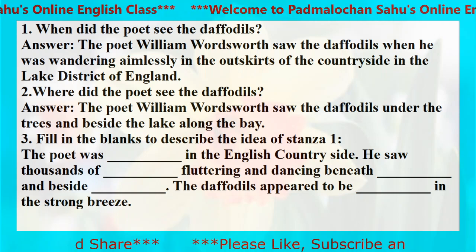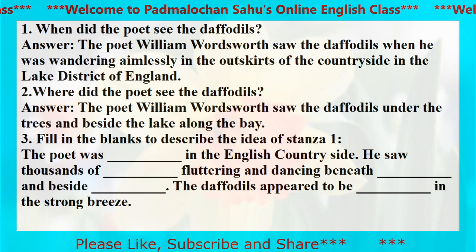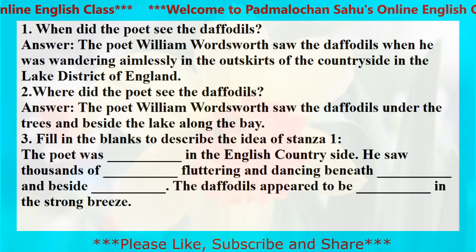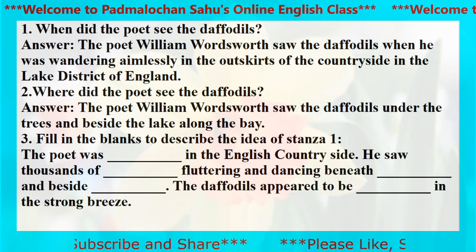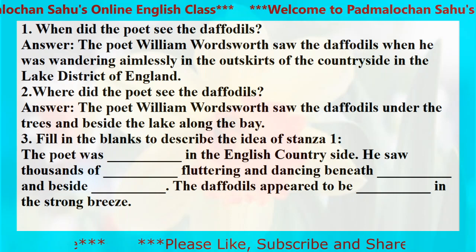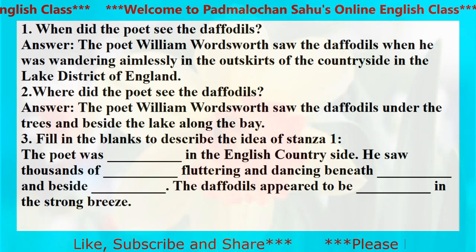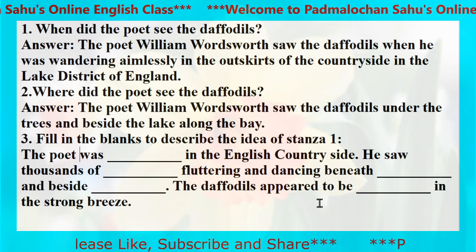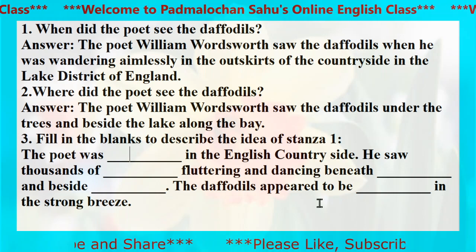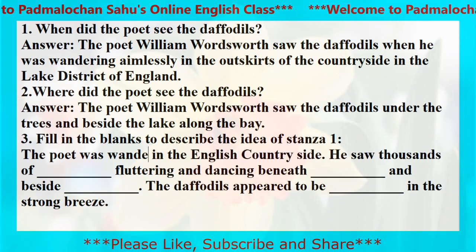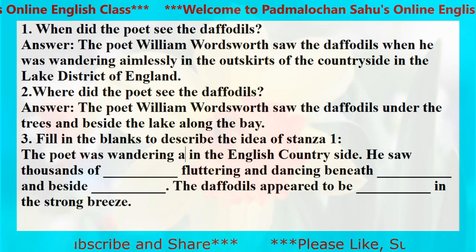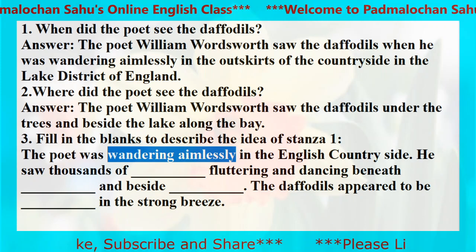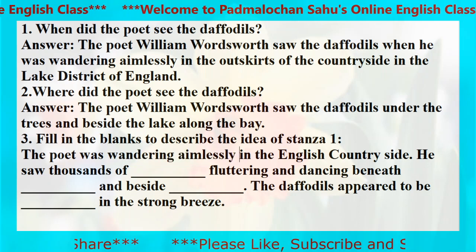Fill in the blanks to describe the idea of stanza 1. The poet was dash in the English countryside. He saw thousands of dash fluttering and dancing beneath dash and beside dash. The daffodils appeared to be dash in the strong breeze. So what are you going to insert here? The poet was wandering. You need to write here wandering. Another word you can include here is aimlessly. So, wandering aimlessly in the English countryside.